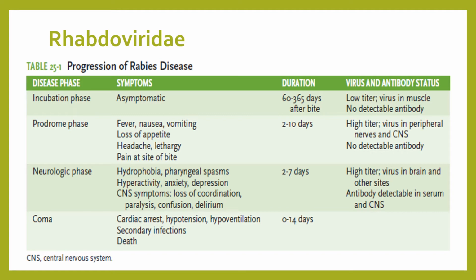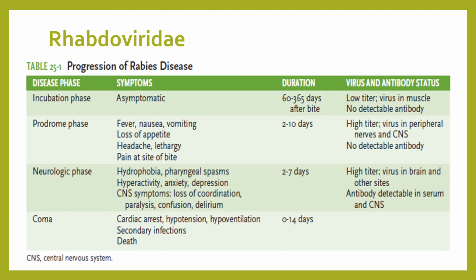This table shows the progression of rabies disease. It is divided into the phase, symptoms, duration, and the virus and antibody status. The incubation phase usually has no symptoms and ranges from 2 to 3 months, 60 days, or even up to a year, 365 days, after a bite. There is a low titer of virus in the muscles and no detectable antibodies.